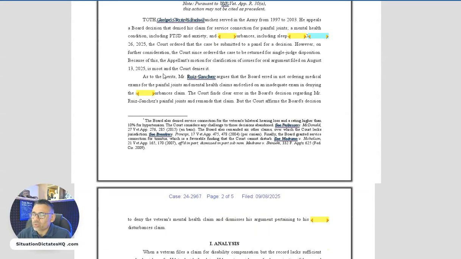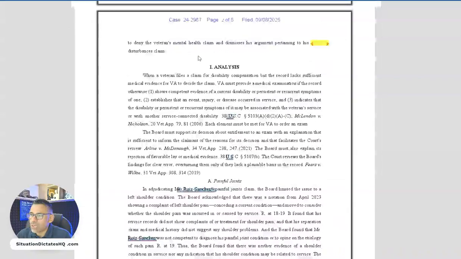So it looks like the merit argues that the board erred in not ordering a medical exam for the painful joints and mental health claims and relied on an inadequate exam in denying the, looks like, sleep disturbance claim. The court finds clear error in the board's decision regarding Mr. Ruiz Sanchez's painful joints and remands that claim. But the court affirms the board's decision to deny the veteran's mental health claim and dismisses his argument pertaining to, I believe, his sleep disturbances claim.